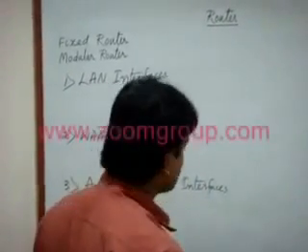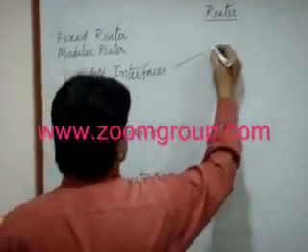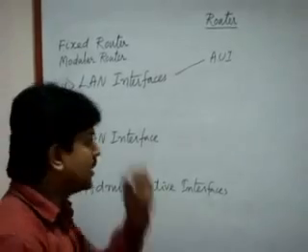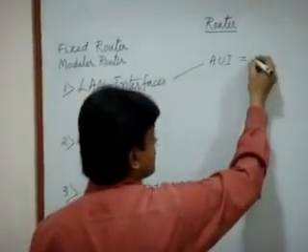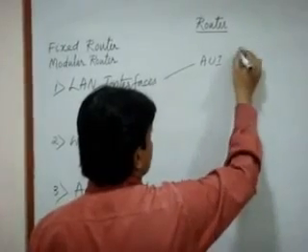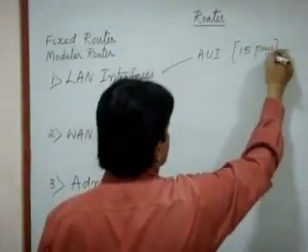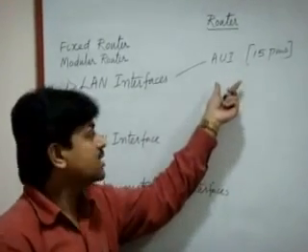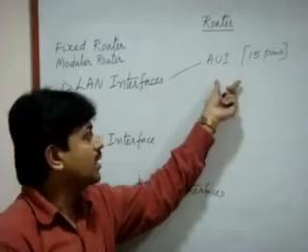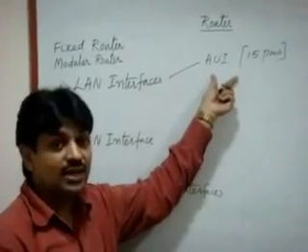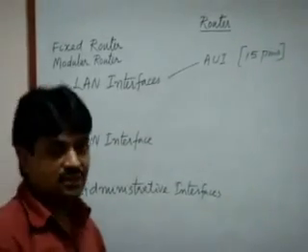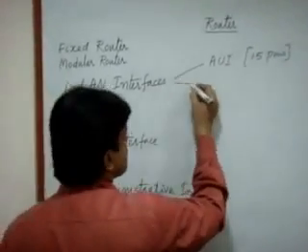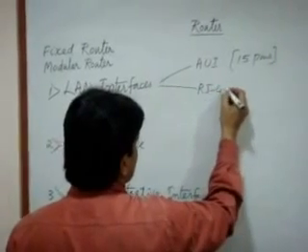The first LAN interface is AUI, attachment unit interface. This AUI has 15 pins, and we can connect a LAN to this AUI. We cannot directly connect an RJ45 connector with a Cat5 cable to this AUI, so we need a transceiver. A transceiver is a converter to connect to AUI. That is one LAN interface. Another LAN interface is the RJ45 port.